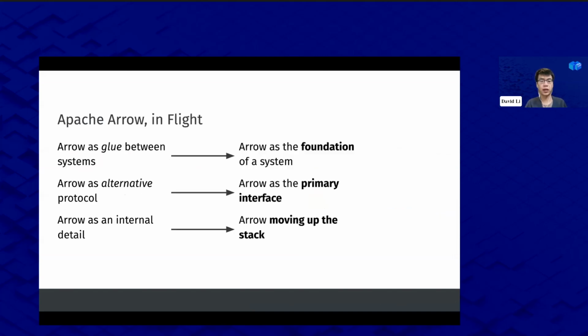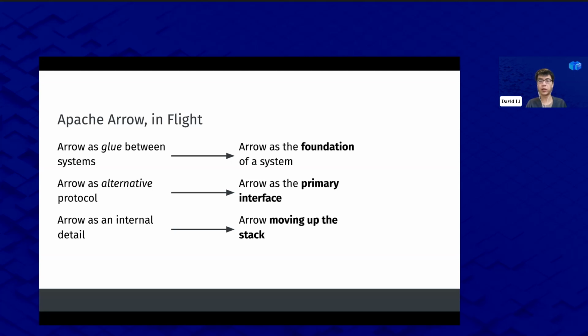So I want to wrap up now with just a summary of where I think Arrow is going. We started off seeing Arrow as glue between different ecosystems, and that's still really important. But now with newer projects like Rapids, with projects like Lance, with all these query engines, we're now seeing Arrow as the foundation of a system as well. Not just using Arrow as a protocol, but as the interface, the primary interface that you work with to use these projects.